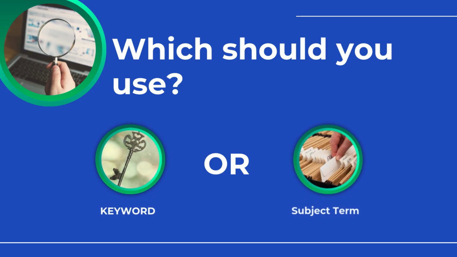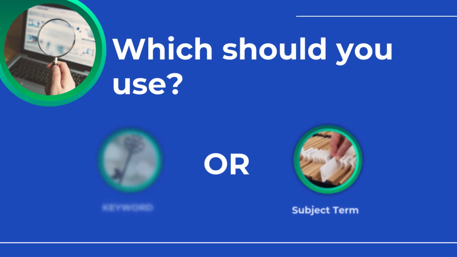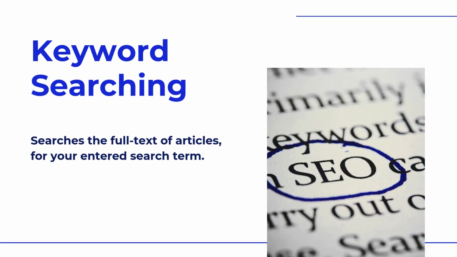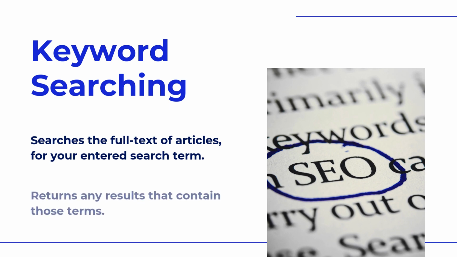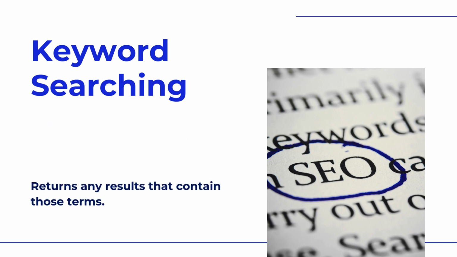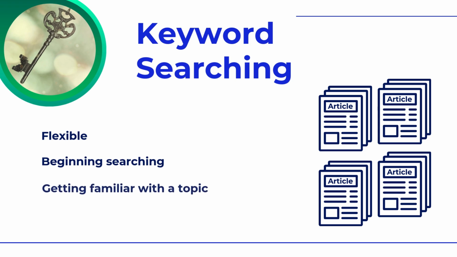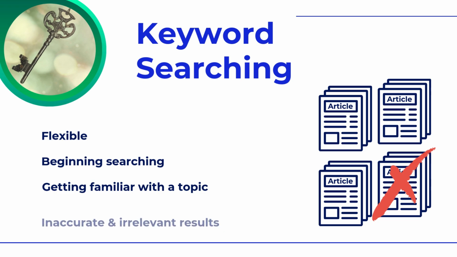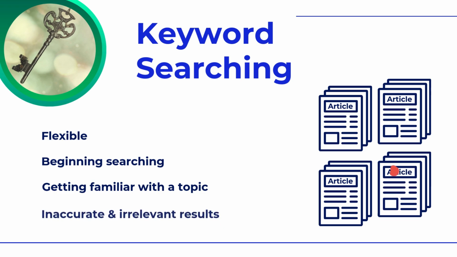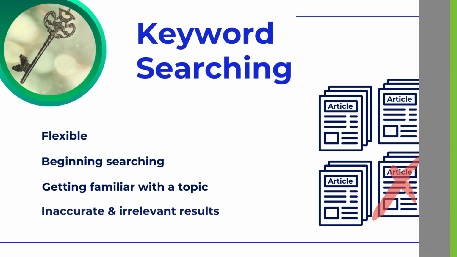So, when should you use keywords versus subject terms? Searching by keyword searches the full text of articles, including the title, for your chosen search terms, and returns any results that contain those terms. Keyword searches are flexible and are a great place to start if you are beginning searching and want to get familiar with your topic. However, you will often get many irrelevant results, since your keyword search terms may appear in a variety of articles about different topics.